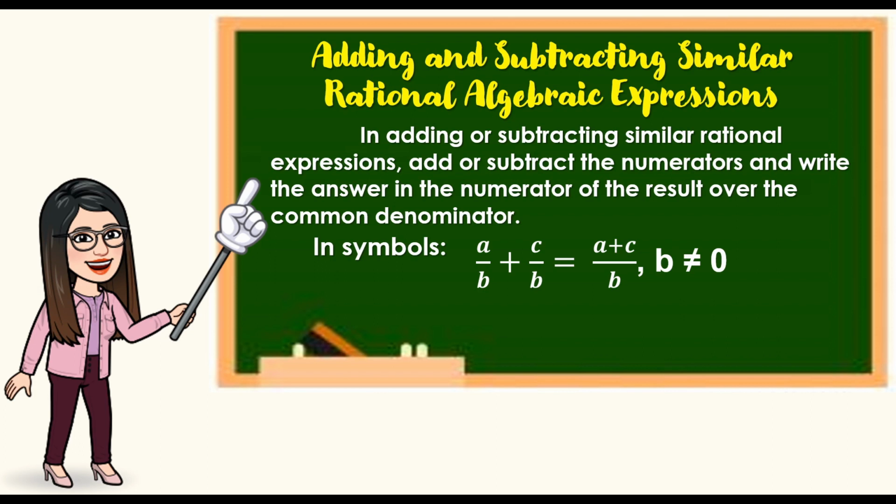As you can see, their denominators are the same, which is b. So you will just copy the denominator and then add the numerator. So a plus c. Same with subtraction. It's a over b minus c over b is equal to a minus c all over b, where b is not equal to 0.